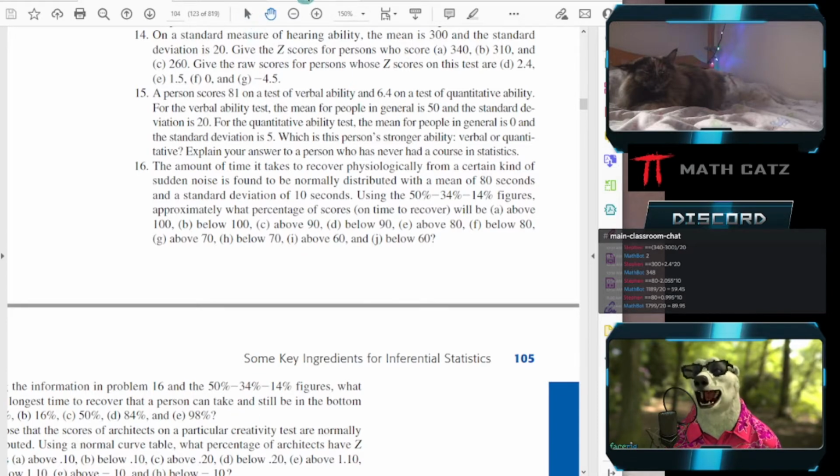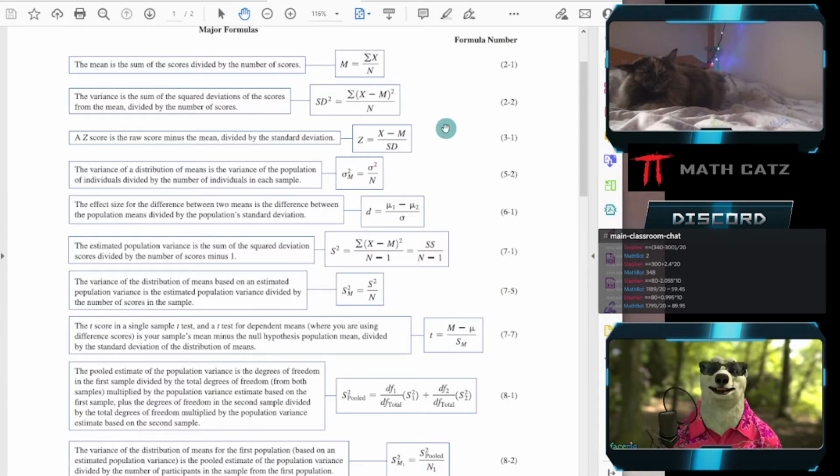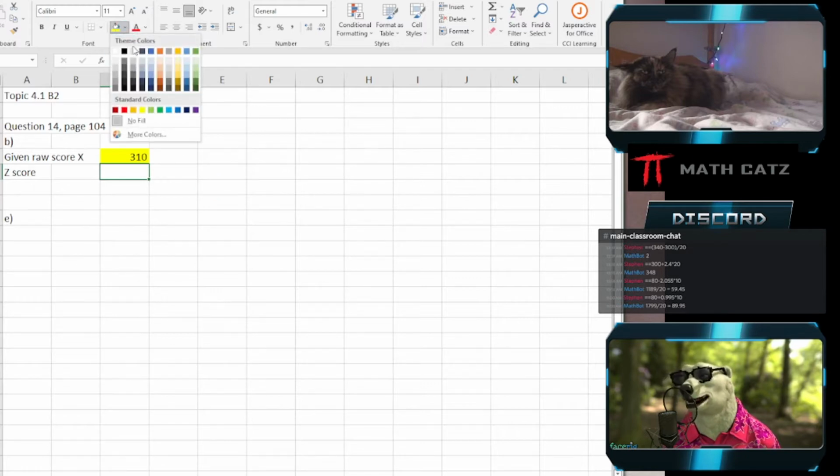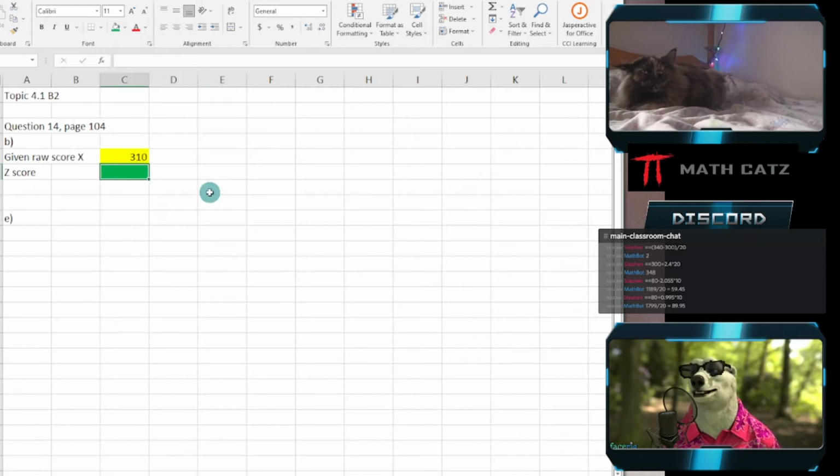Now I reference the formulas in that same book. We have these formulas. Look at 3.1, where we calculate a z-score, the raw score minus the mean over the standard deviation. So we'll use this formula in Excel. So let's say here, z-score, I'll put it over there. I'm going to color it green to remind myself this is a formula cell where I do a calculation. So now let's do it. In brackets, the numerator takes the raw score.